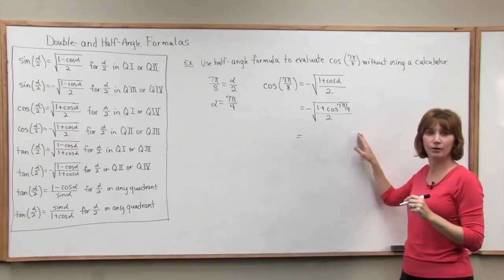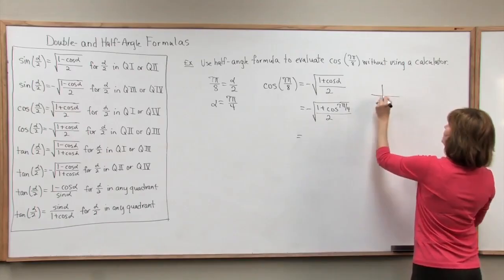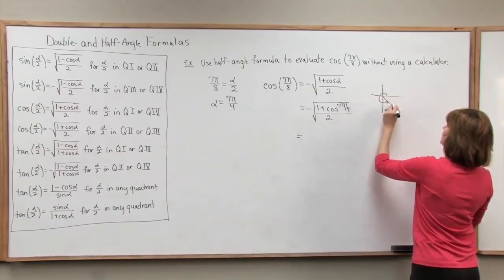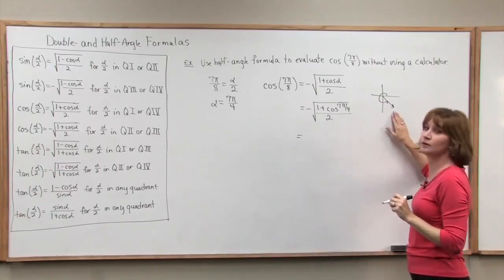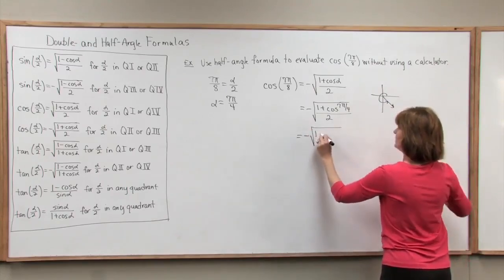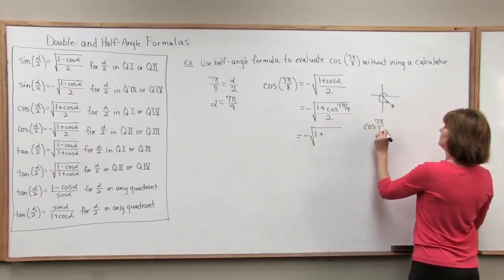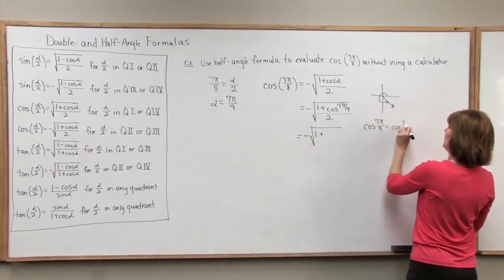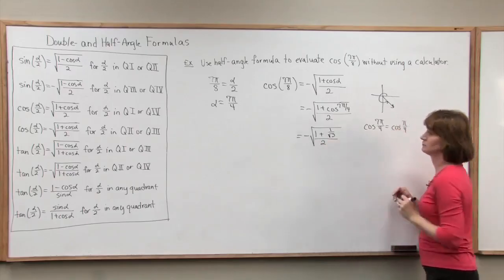Well, 7 pi over 4 lies in what quadrant? 7 pi over 4 is in quad 4. Cosine in quad 4 is positive. So this means this is going to be positive. Cosine of 7 pi over 4 is the same thing as cosine of pi over 4, which is 1 over the square root of 2.